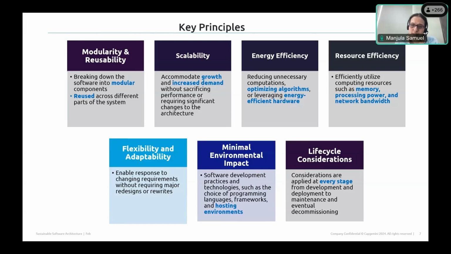Third is energy efficiency. How do you minimize your energy consumption, for example, by reducing unnecessary computations, using optimized algorithms, and leveraging energy efficient hardware? This contributes to sustainability by lowering the carbon emissions associated with running the software. Fourth is resource efficiency, how you efficiently utilize your computing resources, such as memory usage, processing power, CPU usage, and network bandwidth. Again, it helps minimize the environmental impact of the software systems.